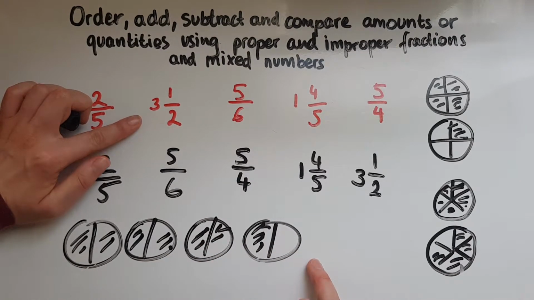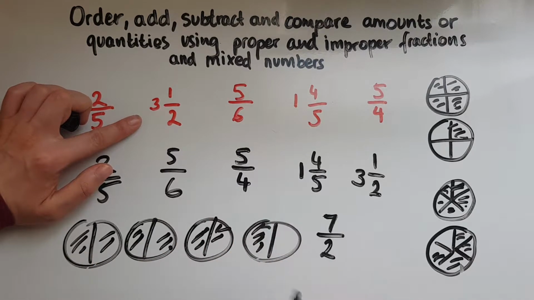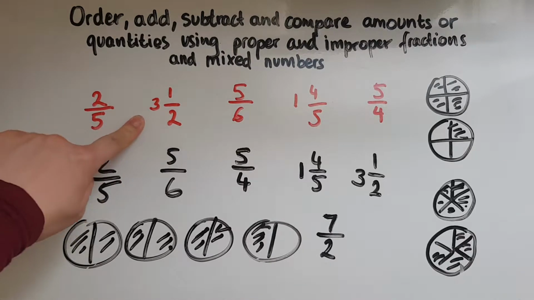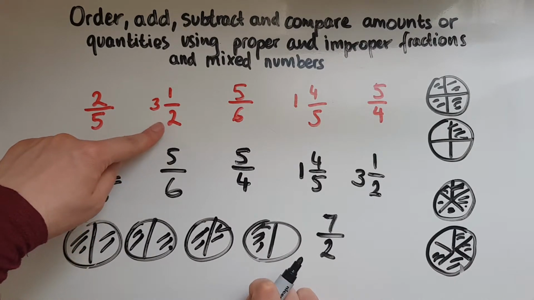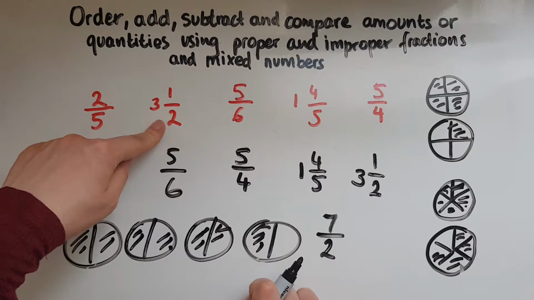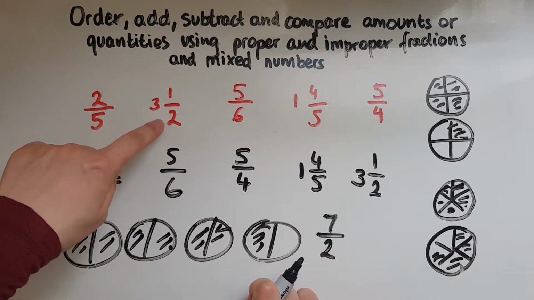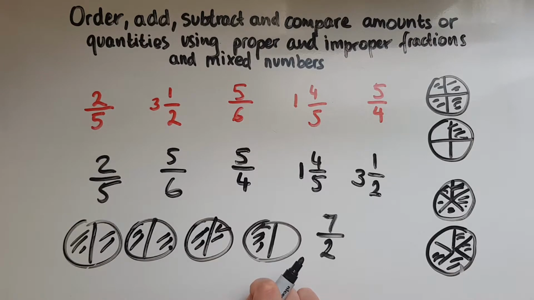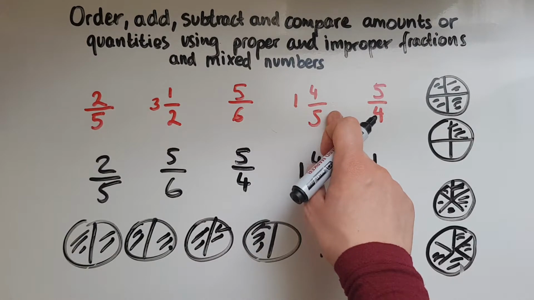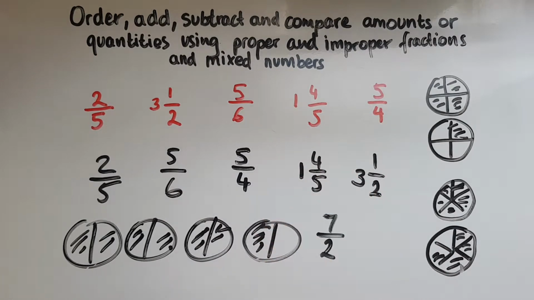So how many halves would I have in total? That would be 2, 4, 6, 7. 7 halves. And the shorter way to do it would be to look at how many parts there are in the whole, and that's 2, and multiply by the number in front. So 3 times 2 is 6, and the 1 that we have already, so that is 7. So 7 halves.